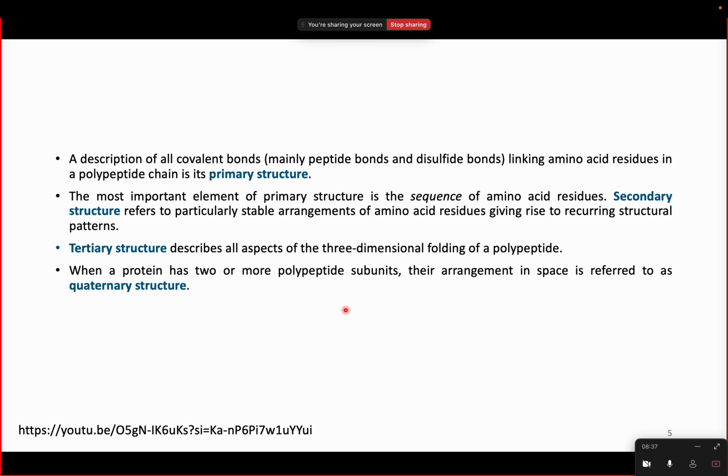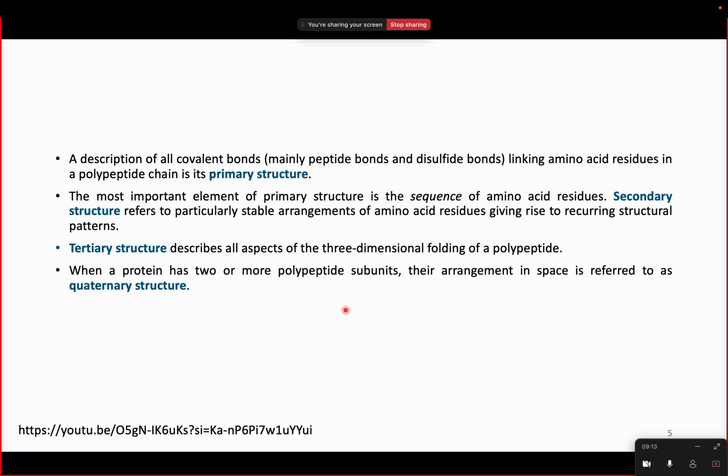Secondary structure refers to particularly stable arrangements of amino acid residues, giving rise to recurring structural patterns, right? So primary structure is just the sequence in which amino acids are attached. Secondary structure is a particular 3D arrangement of amino acids, giving rise to some structural pattern. They are not only linear amino acids anymore, so it is called secondary structure. Then tertiary structure describes all aspects of the three-dimensional folding of a polypeptide, right?